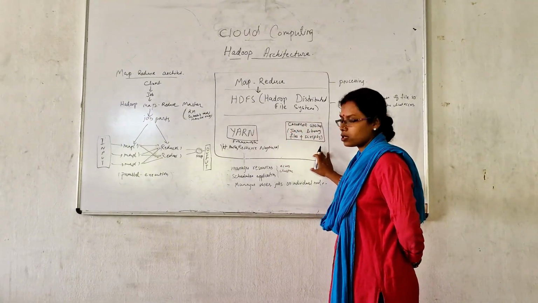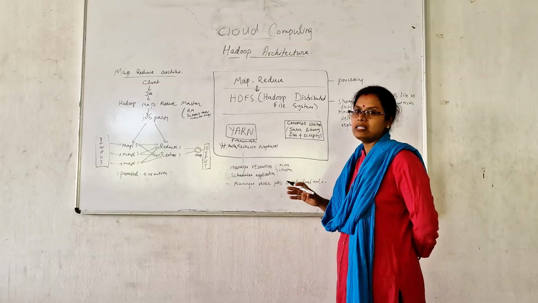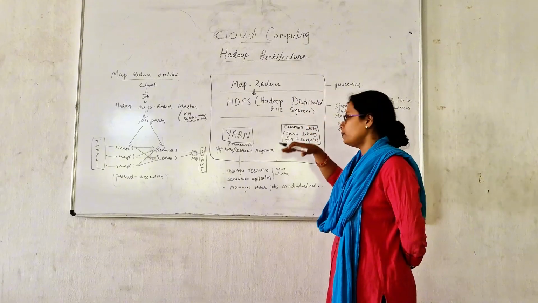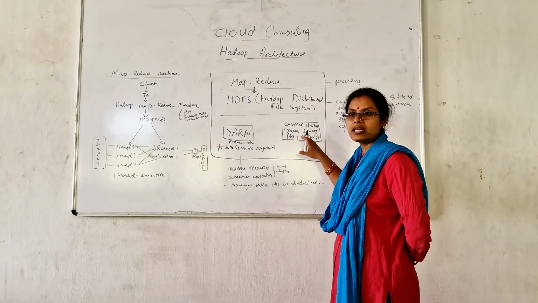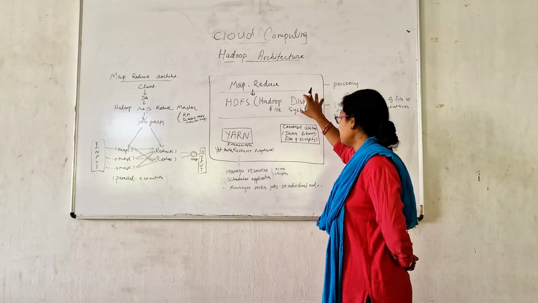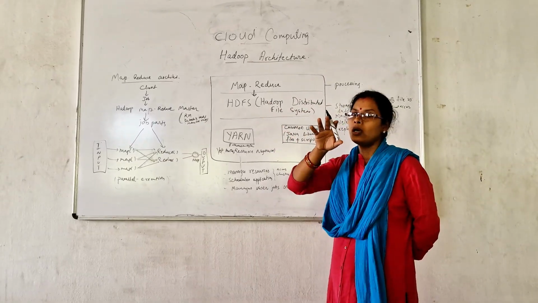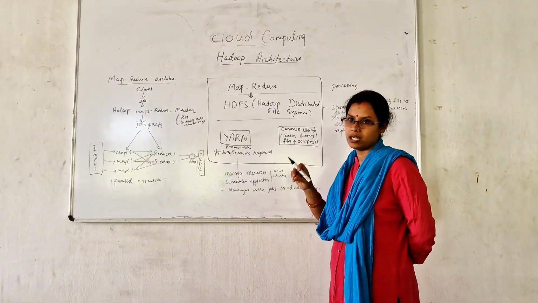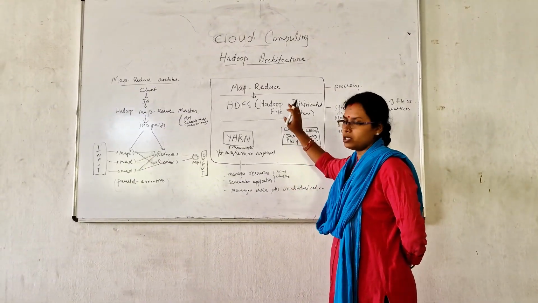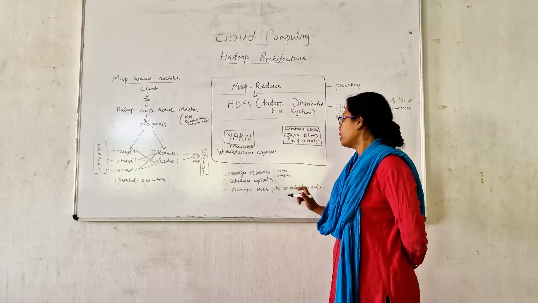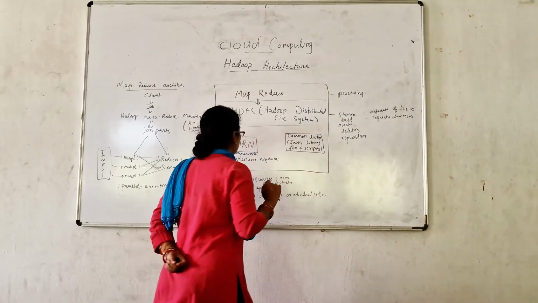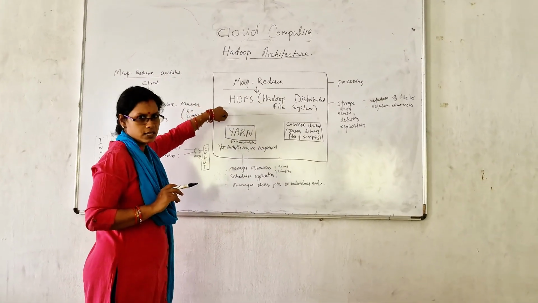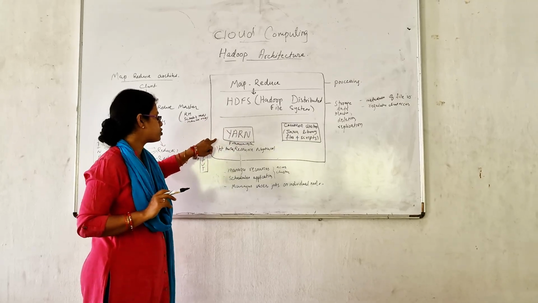Now common utilities. Common utilities are Java library files and scripts. Already I have told you that it is an open source Apache framework. So Java library files and toolkits are given so that the whole processing can be done. Whenever data is processed and any files or scripts, any toolkit or library files are required, they take that from the common utilities. Now let me tell you about MapReduce, then we come to HDFS and Yet Another Resource Negotiator.